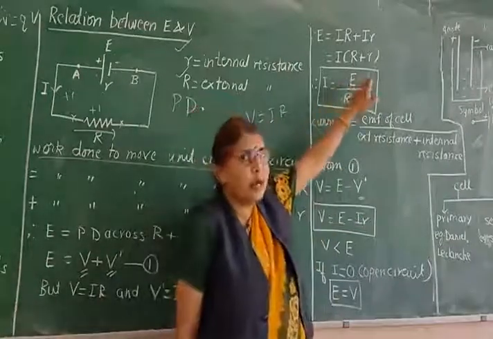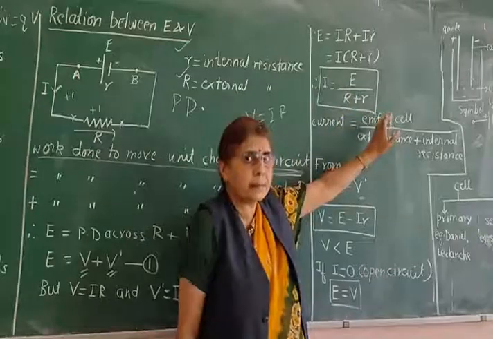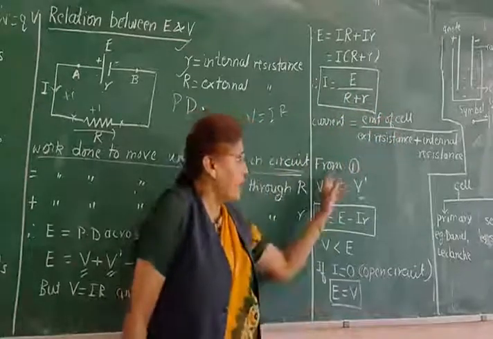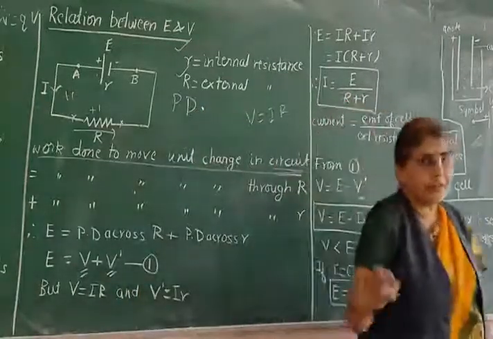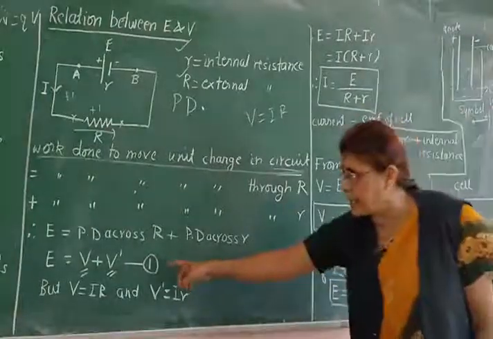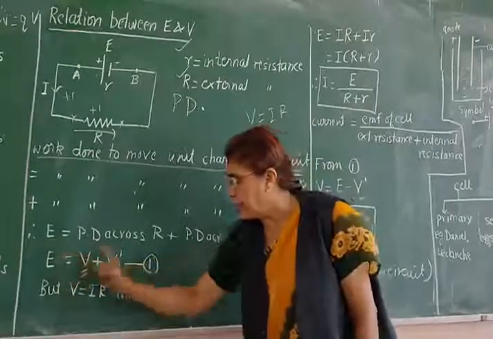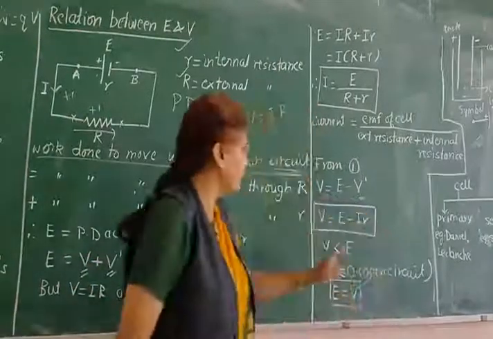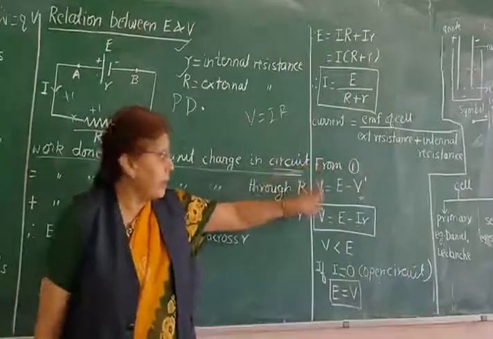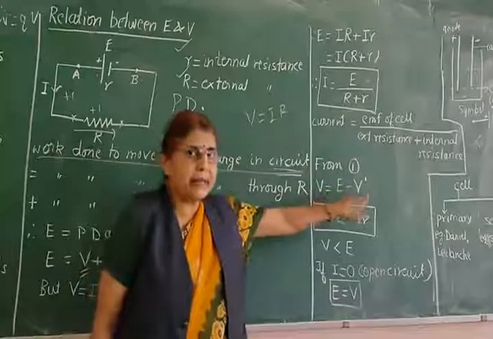I is equal to E upon R plus r. Now, from equation 1, we shall go to the other definition of EMF. This is your equation 1. Let us take V on one side. So what will be V then? From equation 1, V is equal to E minus V dash.